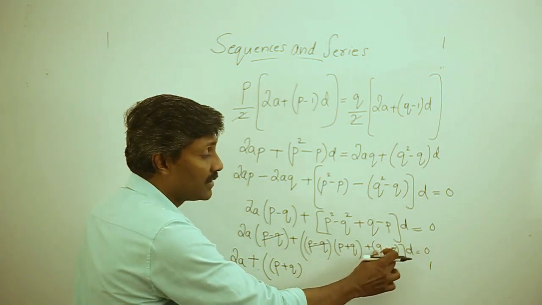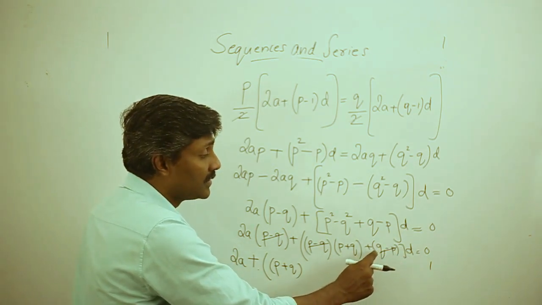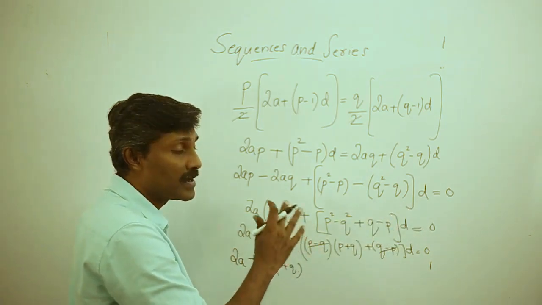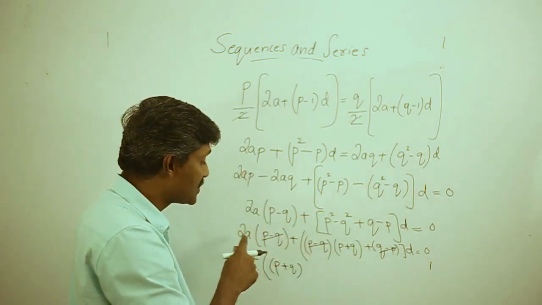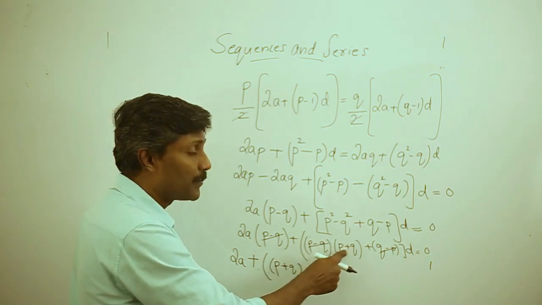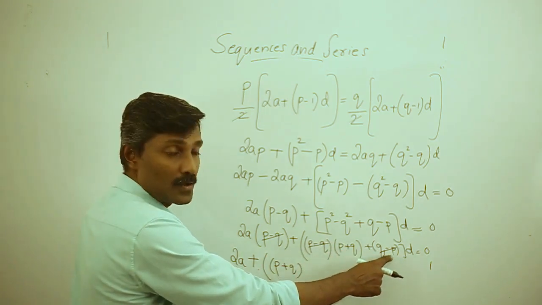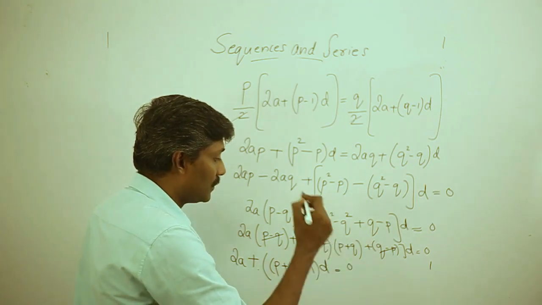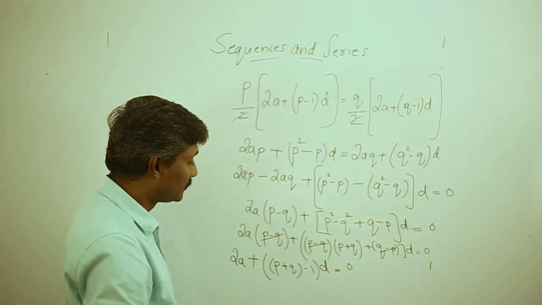So what is left here? It is minus 1 that is left here because this is minus of P minus Q. So divided by P minus Q, all the P minus Q are gone. What I have left is 2A plus P plus Q minus 1, into D. Right?